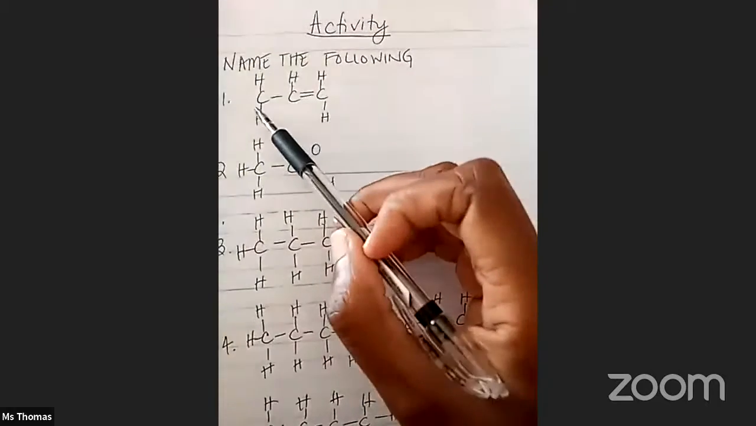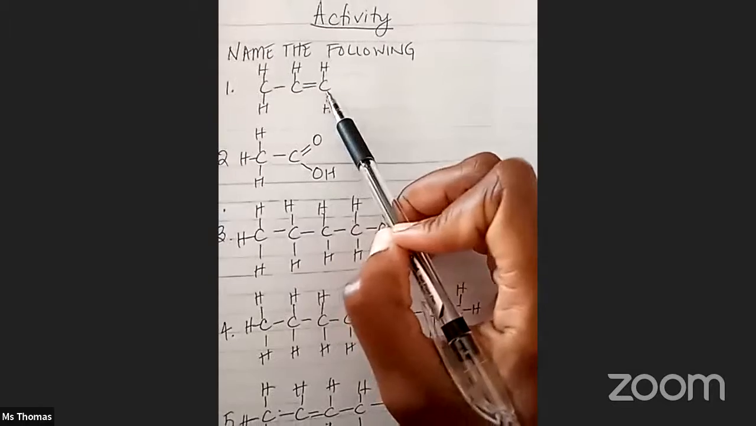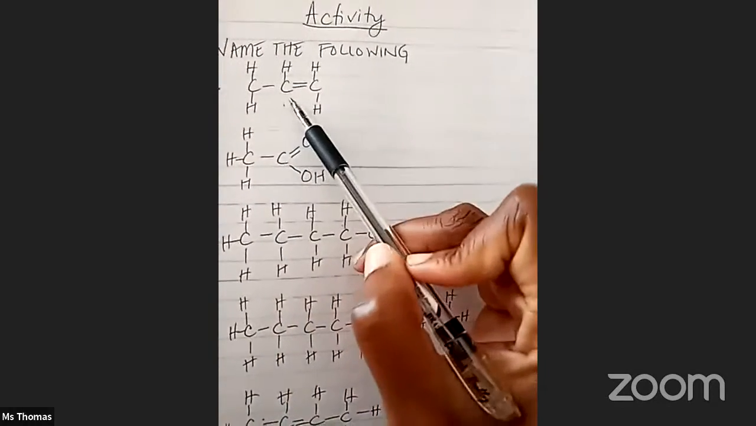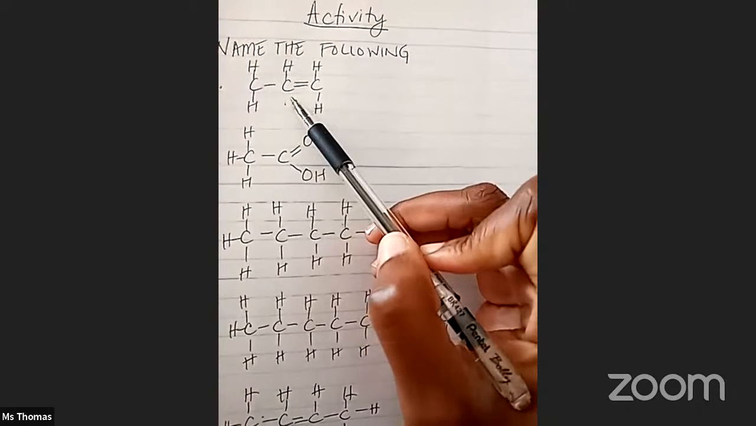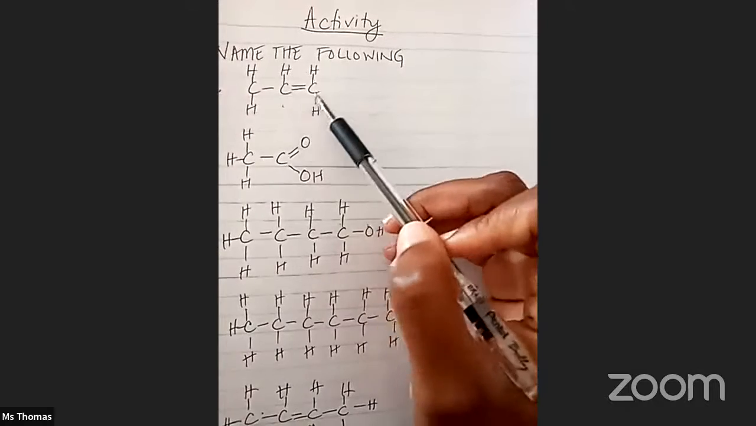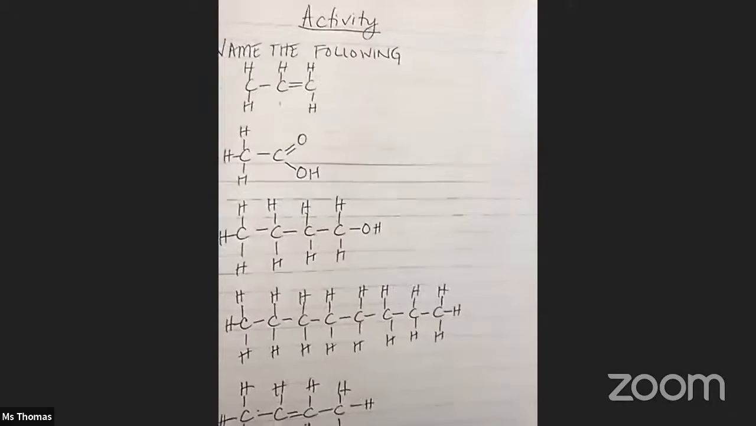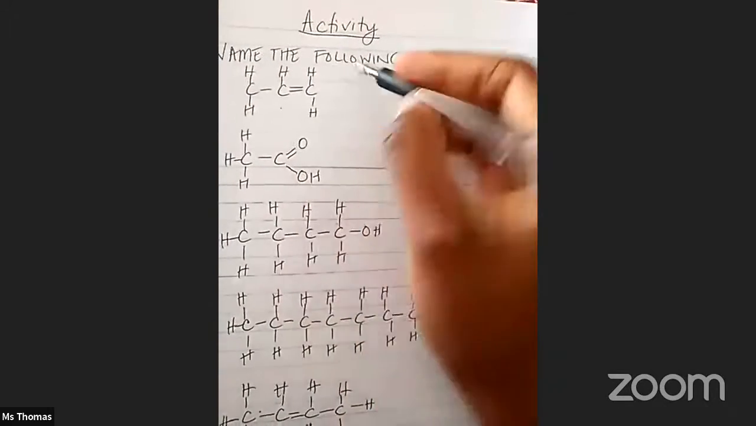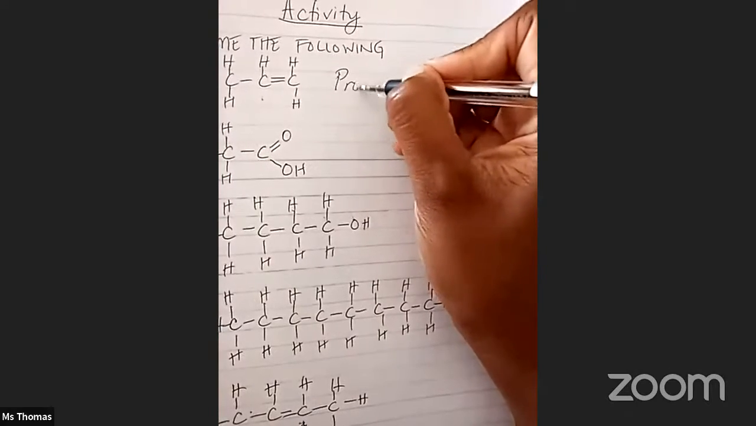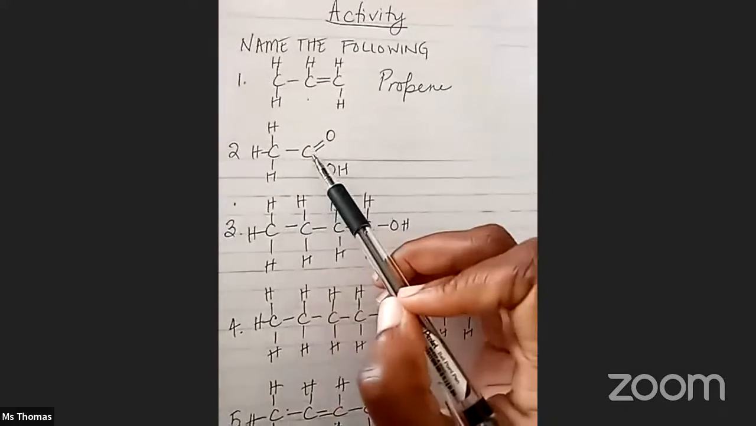So let us go through it quickly. Name the following. What is the name of this compound? First of all, what homologous series does it belong to? Alkene. It's an alkene because it has a double bond. So how many carbons does it have? 3. So what's the name of this compound? Propene. Propene. All right.